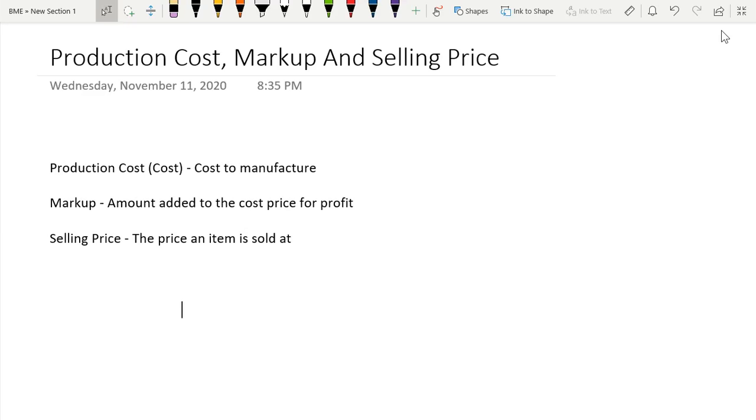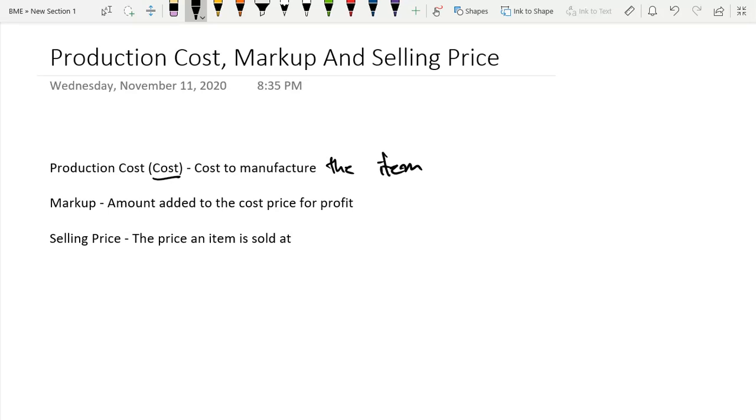What is up, guys? Today we will be going over production cost, markup, and selling price, and finding one when any of the two are known. So a quick definition of the three terms: production cost, which is sometimes referred to as just cost, is the cost to manufacture the item. So if an item costs $50 to manufacture, that's the production cost.